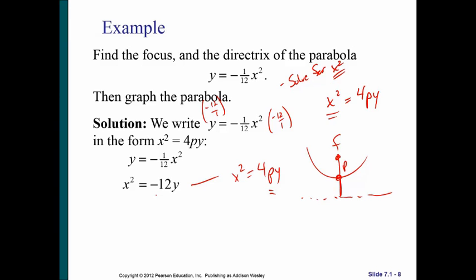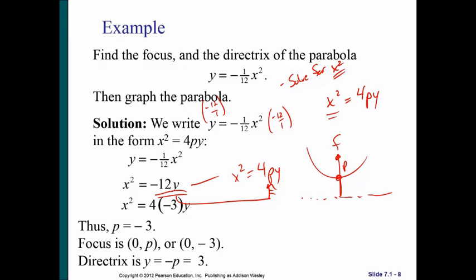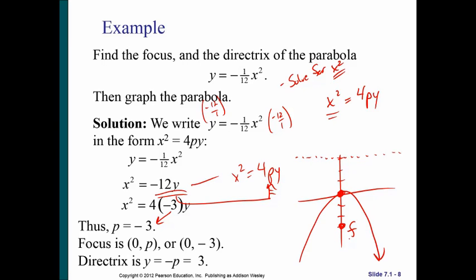And so now we need to make this part look like that. So we're going to factor a 4 out of everything. So you factor a 4 out of that 12, or you rewrite negative 12 as 4 times negative 3y. And now you know P is negative 3. So if we were to sketch this parabola, the vertex is at 0, 0. P is negative 3, which means the focal point is 3 units below. This is the focal point right there. It also means that the directrix is on the other side, up 3 units. So your parabola is going to look something like this.